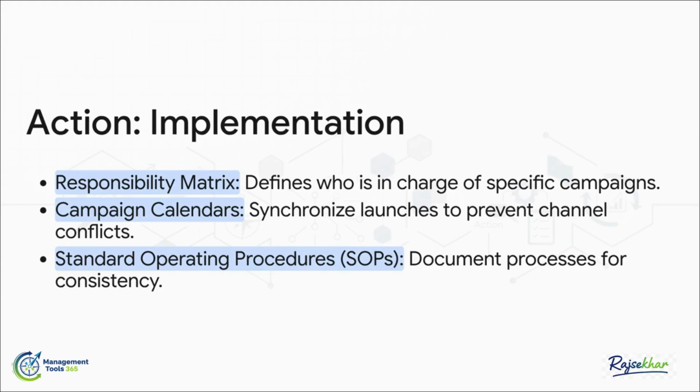It's not enough just to say, we'll create content. You need a responsibility matrix that makes it totally clear who does what. You need campaign calendars to synchronize every single moving part. And you absolutely need standard operating procedures, or SOPs, so that your execution is consistent and scalable. This is where your strategy becomes disciplined, everyday work.